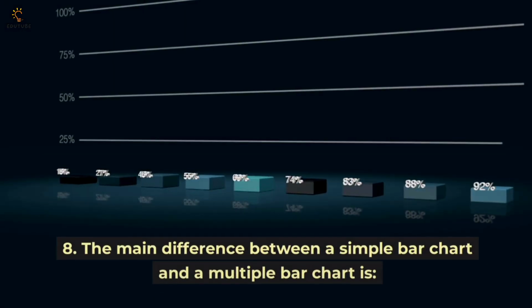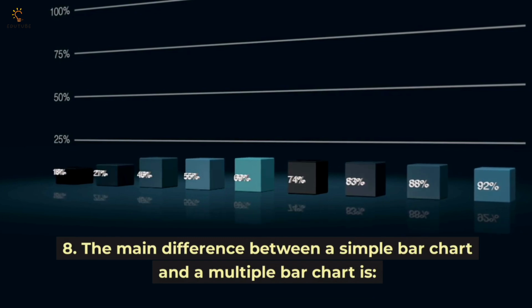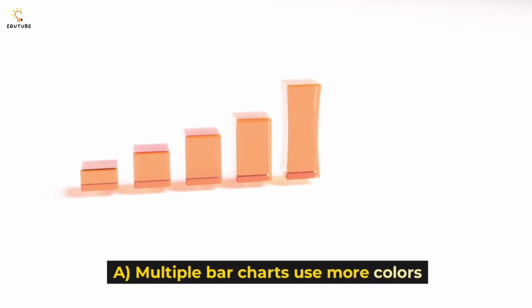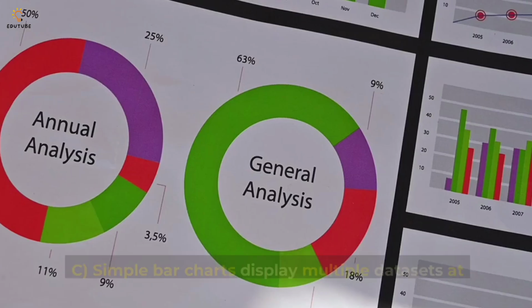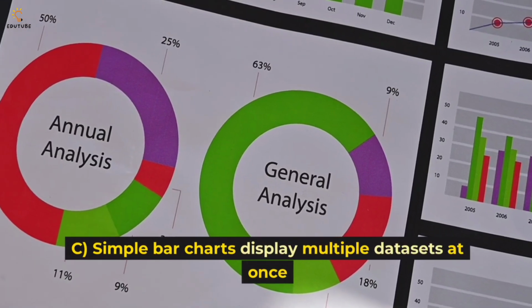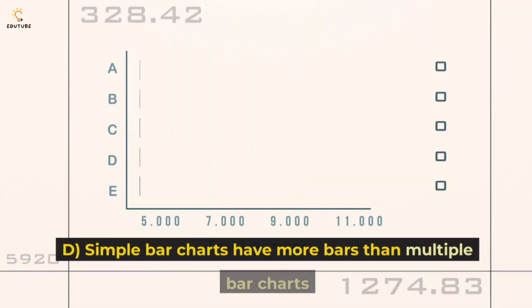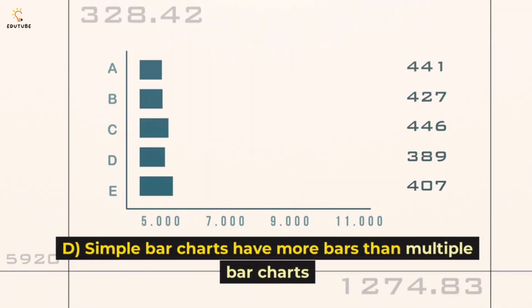8. The main difference between a simple bar chart and a multiple bar chart is: A. Multiple bar charts use more colors. B. Multiple bar charts compare different categories across groups. C. Simple bar charts display multiple datasets at once. D. Simple bar charts have more bars than multiple bar charts.